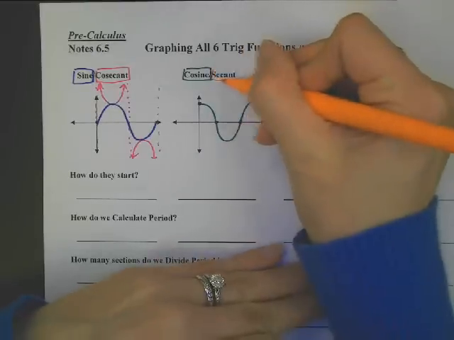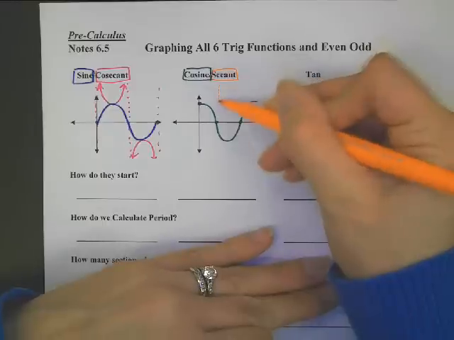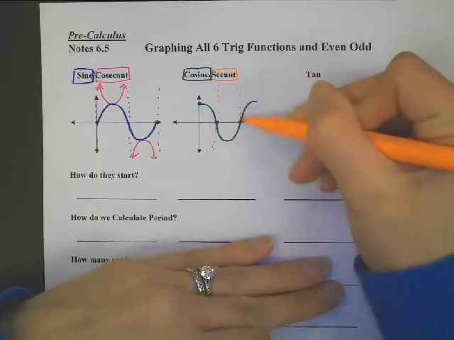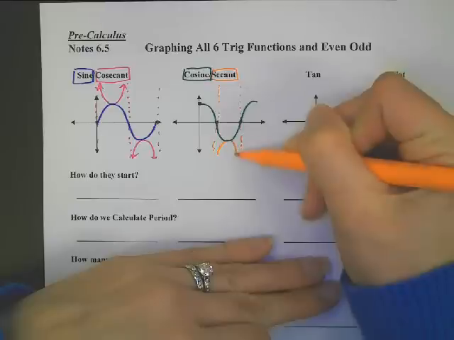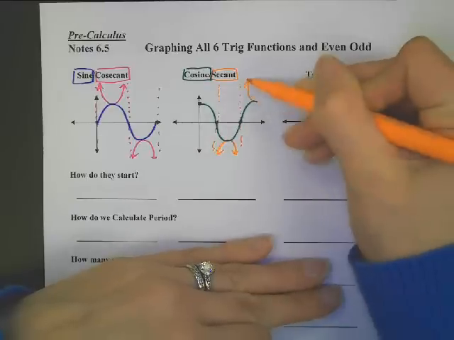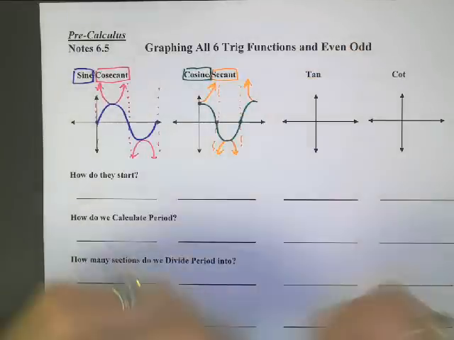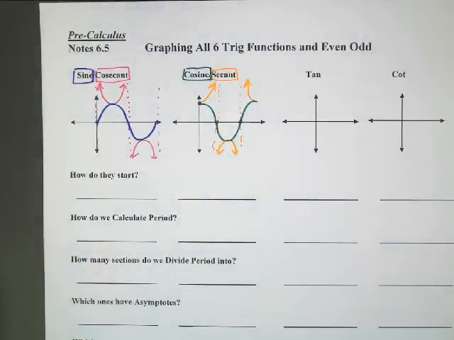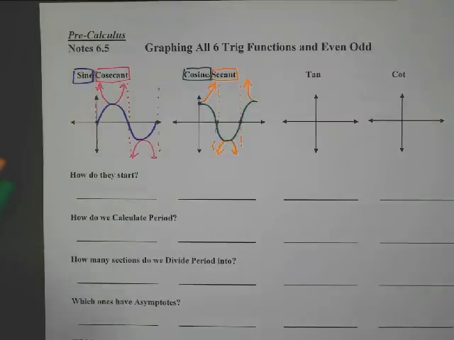And now let's talk about secant. Secant is the parabolas. Make sure we put the asymptotes wherever cosine touches 0. There's one parabola. Here's a half. Here's a half. There's 2 parabolas. 1 period of secant.